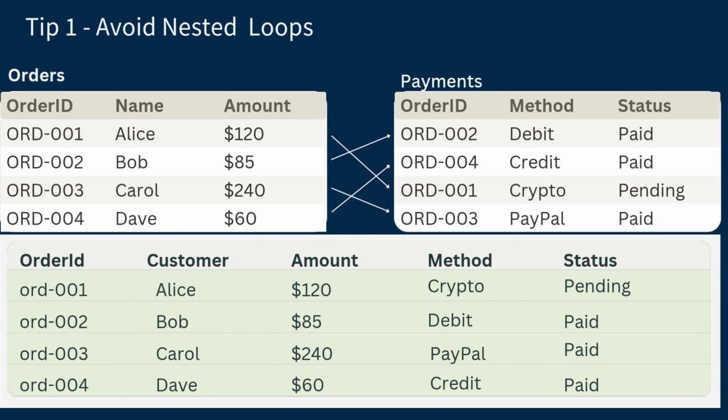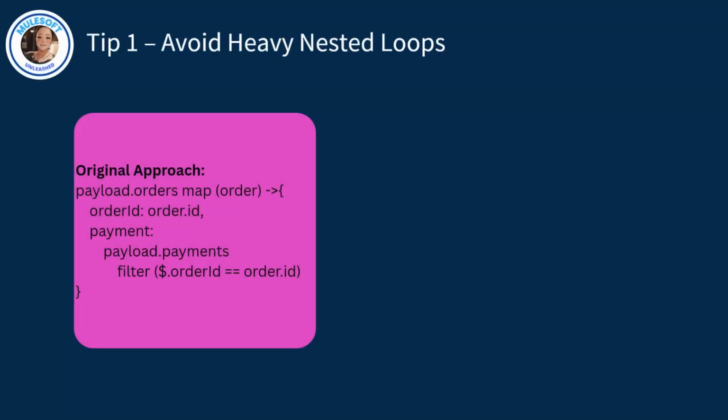Tip 1. Avoid heavy nested loops. Let's begin with one of the most common performance problems: nested loops. Imagine you have 2 collections. One contains customer orders and the other contains payment information. Your goal is to attach each payment to its corresponding order. A common approach is to loop through every order and, inside that loop, filter the payments collection to find the matching payment. The code works correctly, but there's a hidden cost.